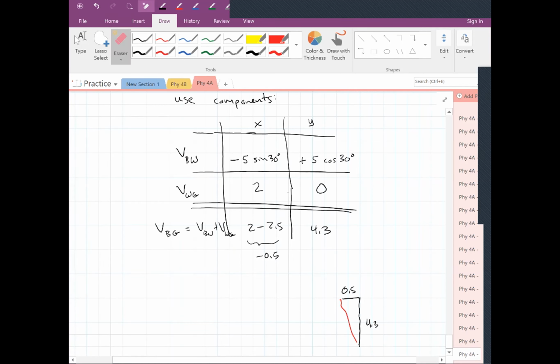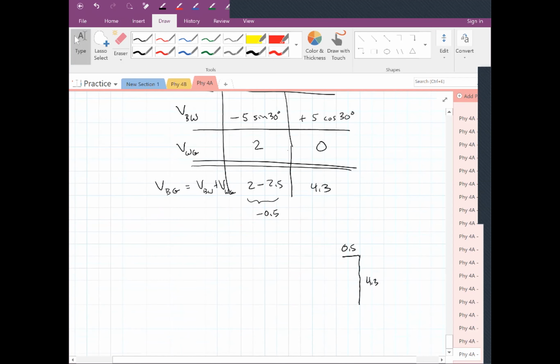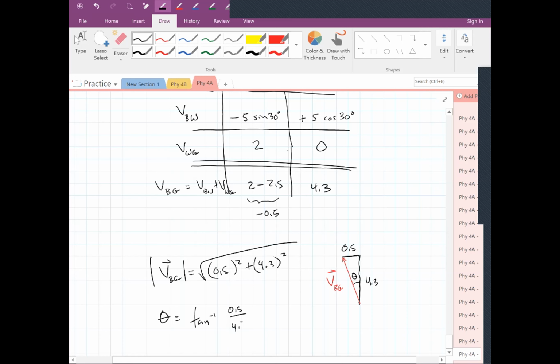There we go. And so this is V boat ground, and we can find the magnitude of that. And we can find the angle.